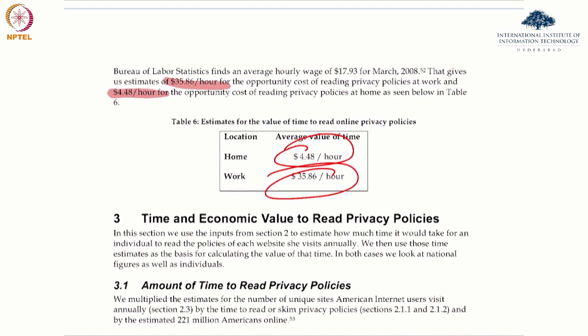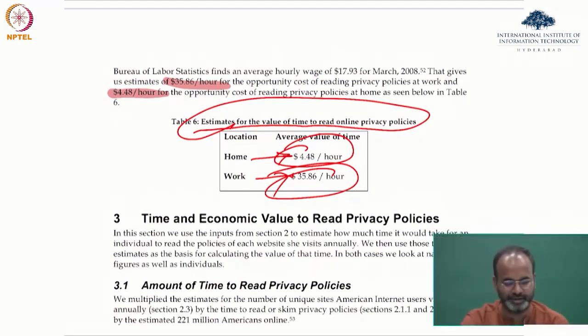Home estimates for values of time to read online privacy policy. Home is $4.4 per hour. Work is $35.86 per hour. Again, using some literature, some approximations, some estimations, they arrived at this number.